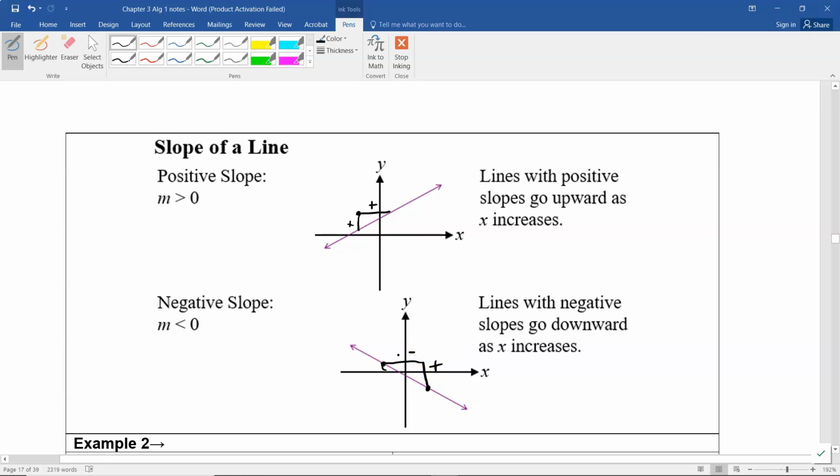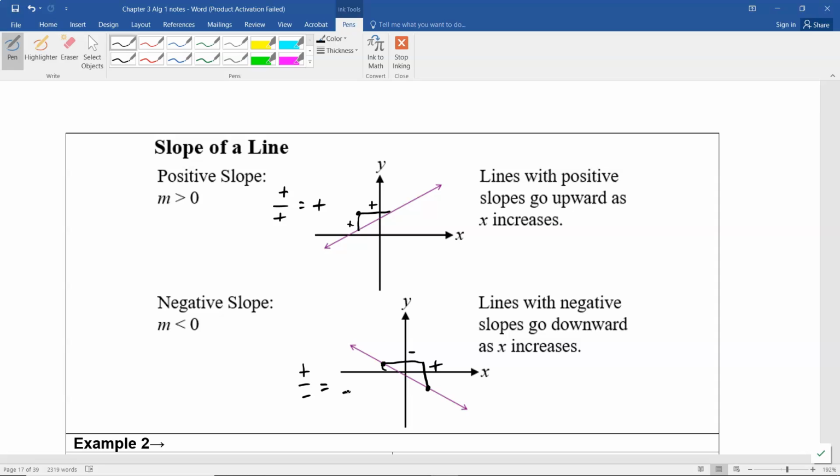So here we see an intuitive example of why these slopes are positive and negative. Since we're doing a division here, we have a positive divided by a positive, which is just some positive number or positive fraction. Whereas here we're doing a positive divided by a negative, which is going to give us a negative number or a negative fraction. So this is why these lines have positive and negative slope.